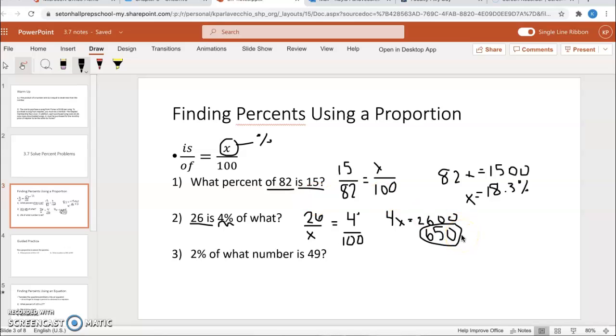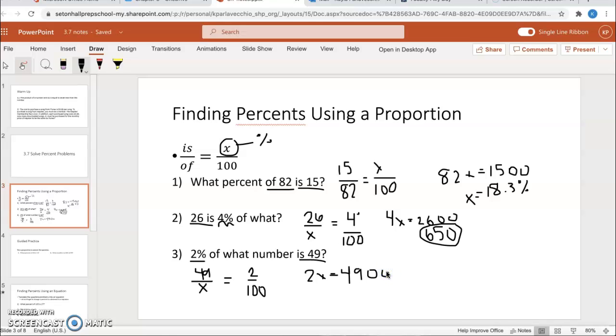And just to show you the last one, we have 2%. So again, that's the numerator of our second fraction. The order of the fractions doesn't matter, but I just try and be consistent and write them the same way over and over again. Then I have of what number? That of what? I don't know what it is, so that's my variable. And then is 49. That goes into my numerator. And once again, we cross multiply as we've been doing with our proportions.